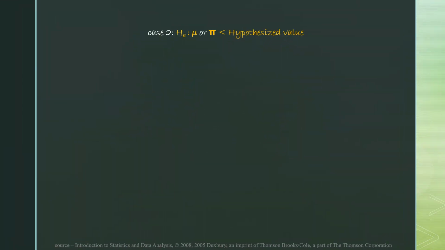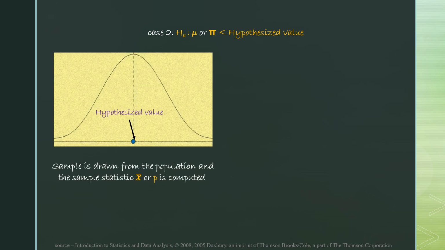Let's take the next case, case 2, where the alternative hypothesis HA is mu or pi less than the hypothesized value. A sample is drawn from the population and the sample statistic x bar or p is computed.